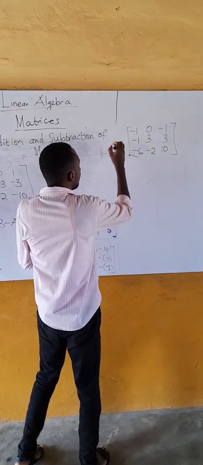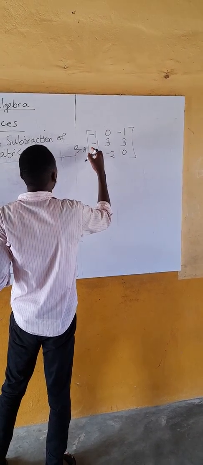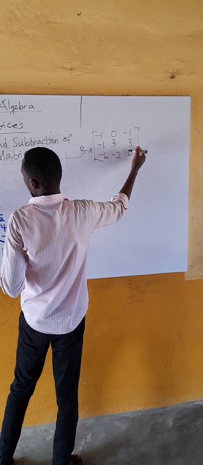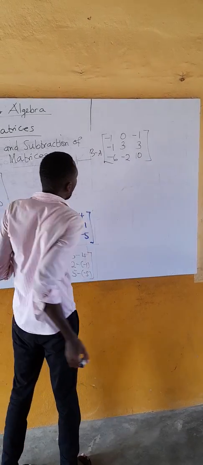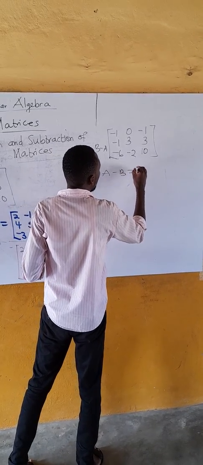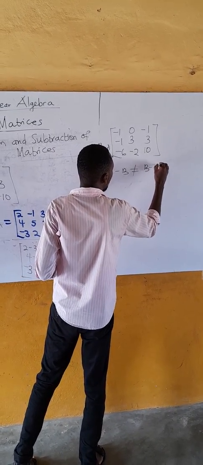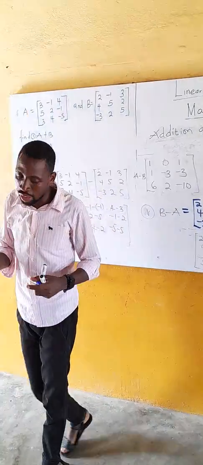Let's look at the B minus A. That was negative 1, 0, negative 1; negative 1, 3, 3; negative 6, negative 2, 10. They are not the same. So A minus B is never equal to B minus A. So subtraction is not commutative when it comes to matrices.